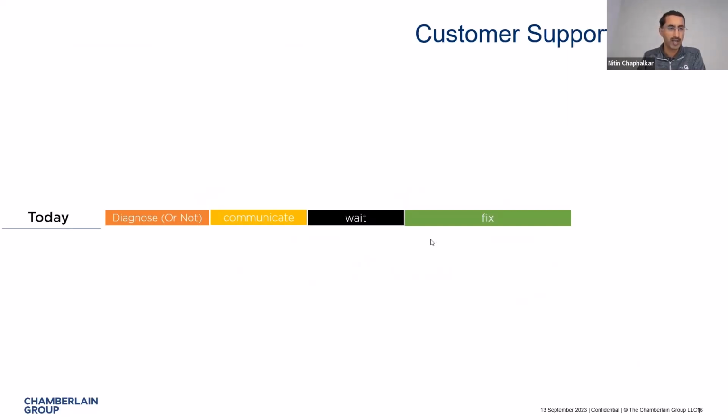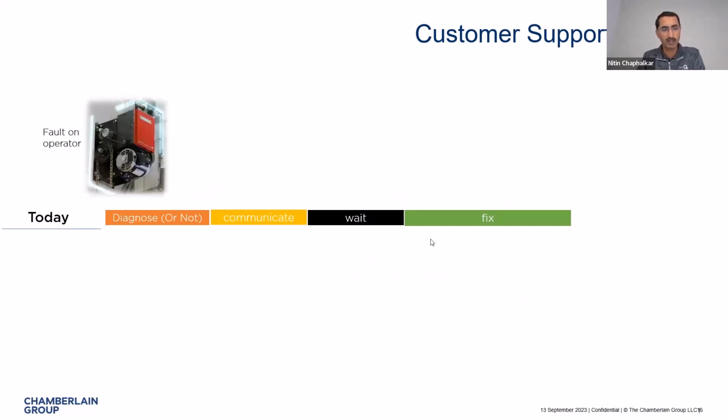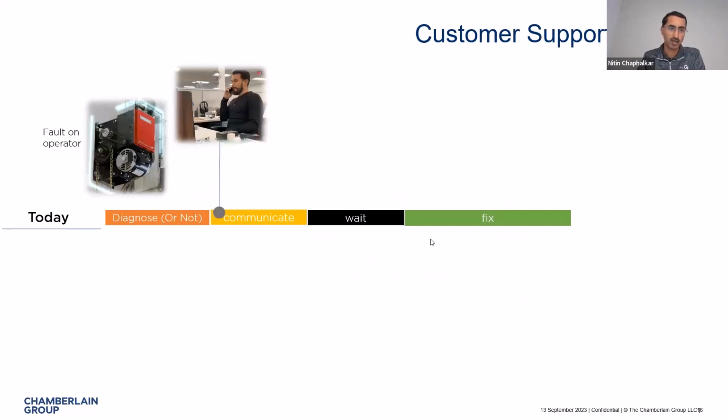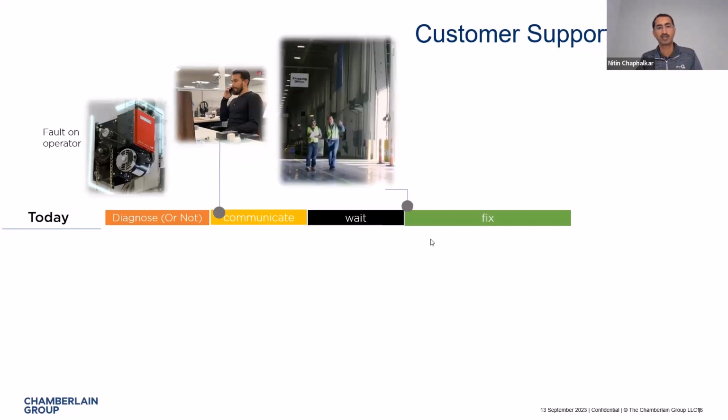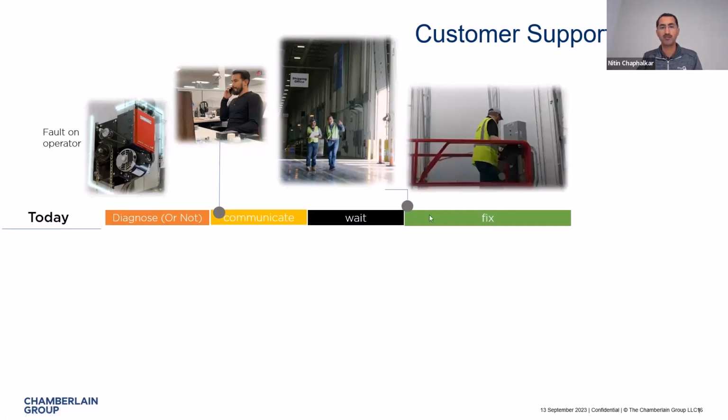So for example, today, if there is a problem with an operator, then the customer calls you and you arrange for a technician to show up. While the technician is getting prepared to go and has put it in his schedule, the customer is waiting. So that's the wait period. And then when the dealer technician shows up on the customer side, he is finding out the fault and then fixing it. So that's the story today.